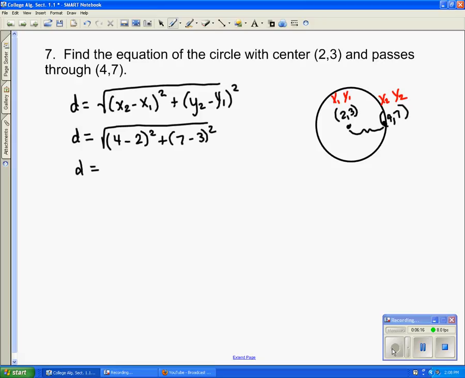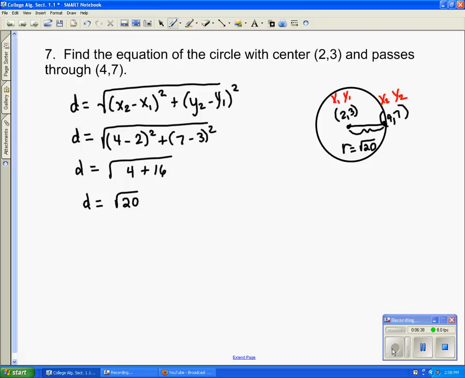We're going to simplify this. 4 minus 2 is 2. 2 squared is 4. 7 minus 3 is 4. 4 squared is 16. So the distance is equal to the square root of 20. Therefore, the radius is equal to the square root of 20. That's the distance from there to there.